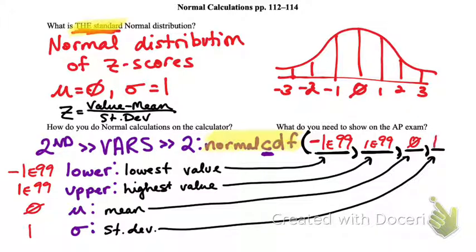What do you get? 1. Why do you get 1? You just found the percent of the curve that goes from negative infinity to positive infinity. 100%, which is 1. Isn't that cool? Now guess what? You can put in different lowers and uppers. And tomorrow we're going to go through that.